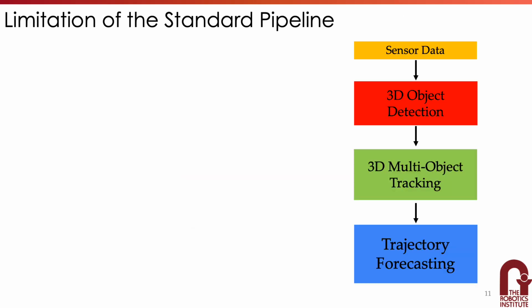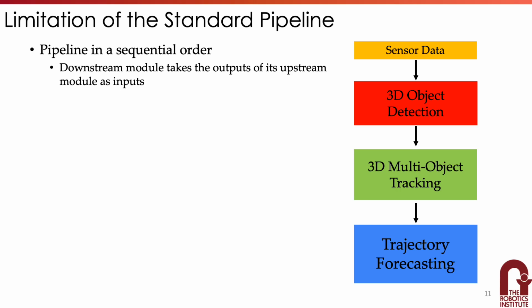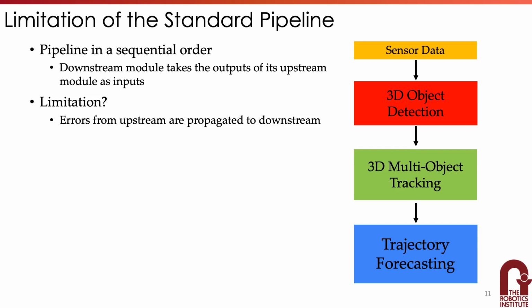To motivate our pipeline design, let's review the common issue in the standard pipeline. Essentially, every component in the standard pipeline follows the sequential order. This means that the downstream module takes the outputs of the upstream module as inputs. For example, the inputs to the trajectory prediction module are the associated history trajectories from the tracking module. As a result, the limitation of this sequential pipeline is that errors from the upstream module will be propagated to the downstream module, which can hurt the downstream performance in some cases.